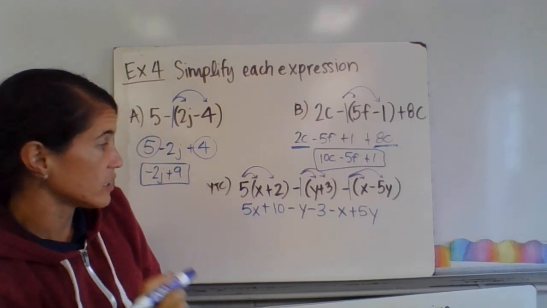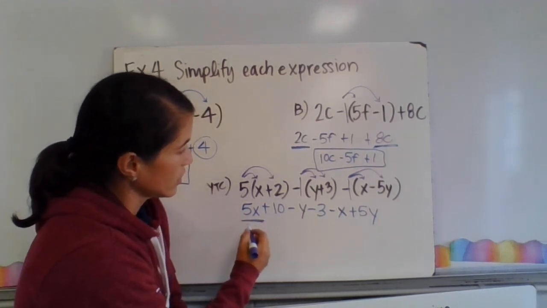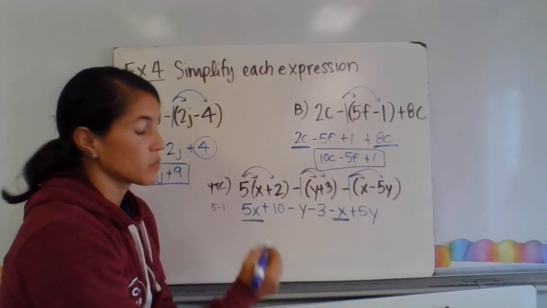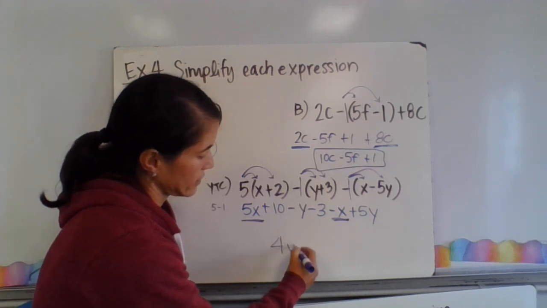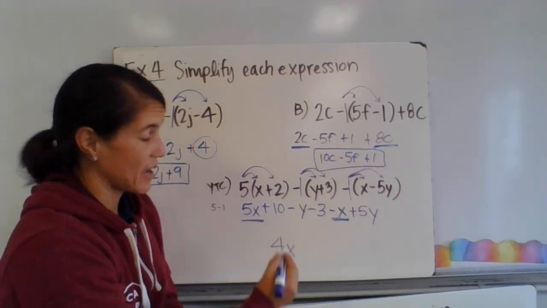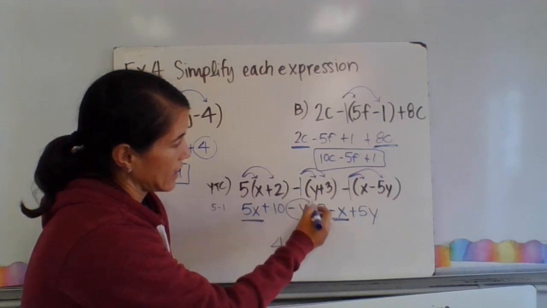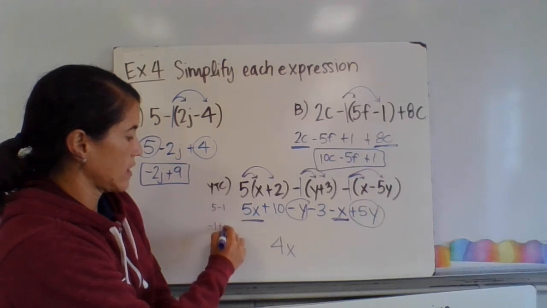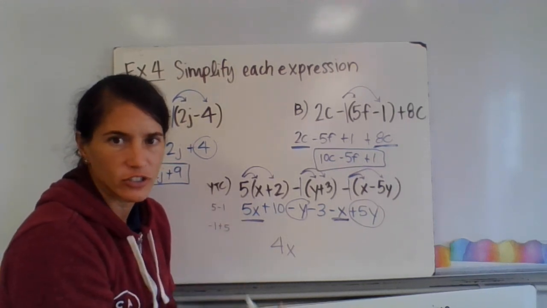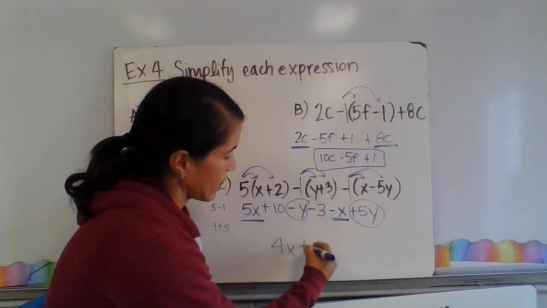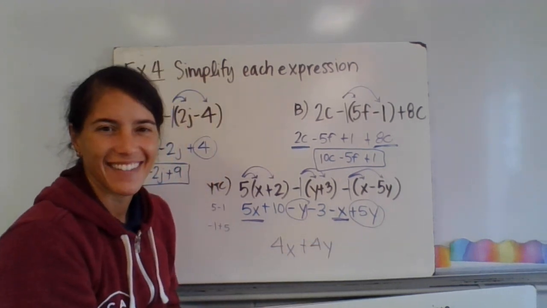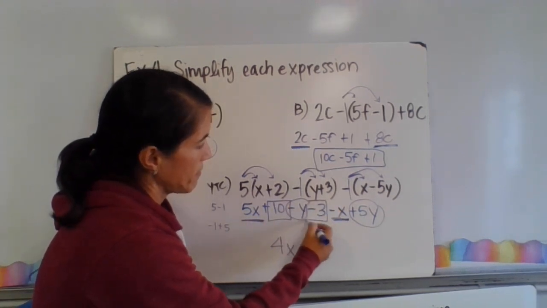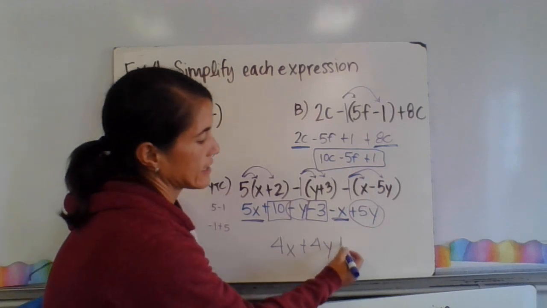All right, we got a lot going on, so let's do our x's first. I have 5x here and a negative x. So 5 minus 1 is 4, so this is 4x. Now let's do our y's. I have a negative y and a 5y. So negative 1 and 5. So you see how I'm writing it down? That's totally acceptable. Would be 4y. And then 10, I'll put boxes, 10 minus 3. 10 minus 3 is 7.